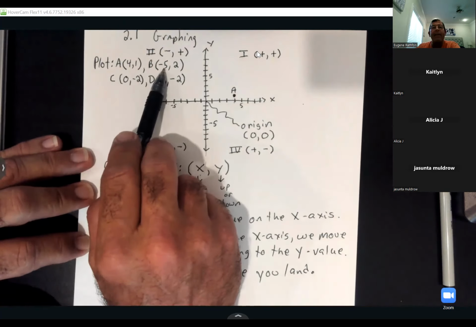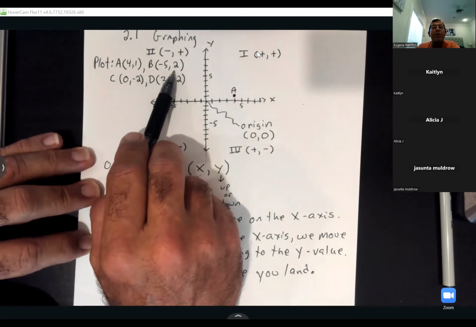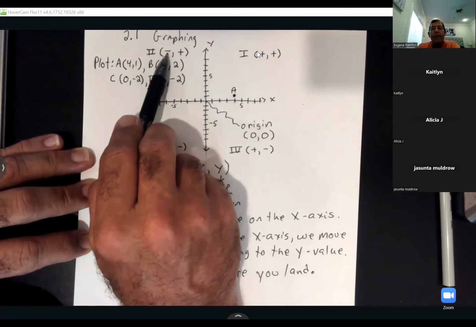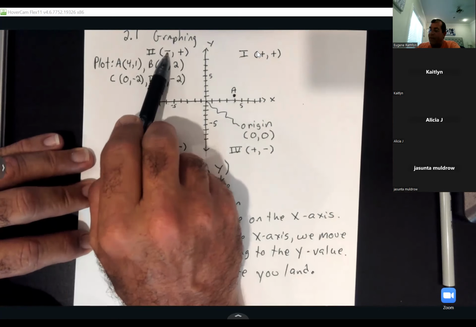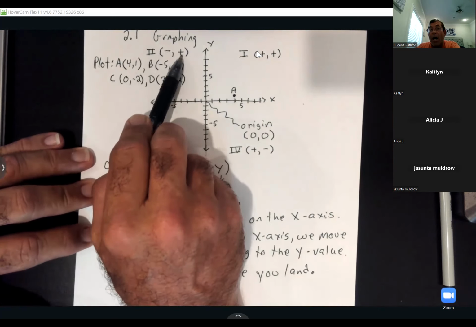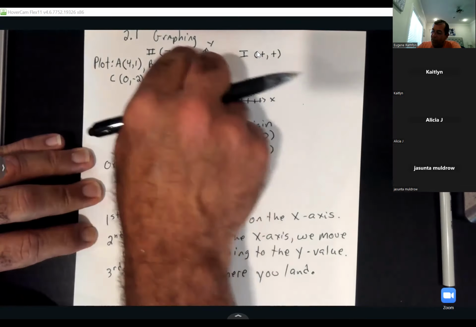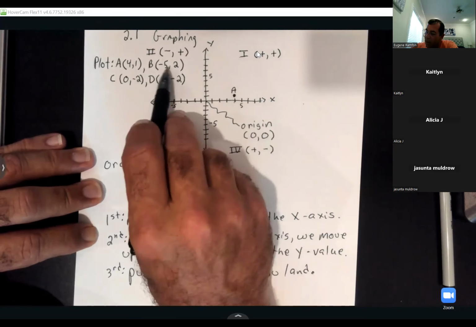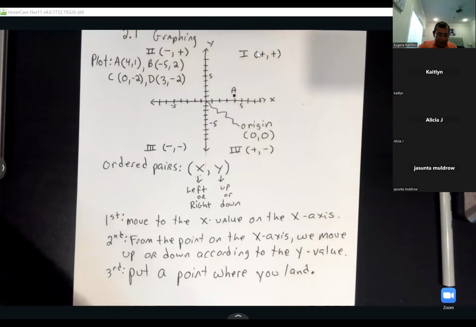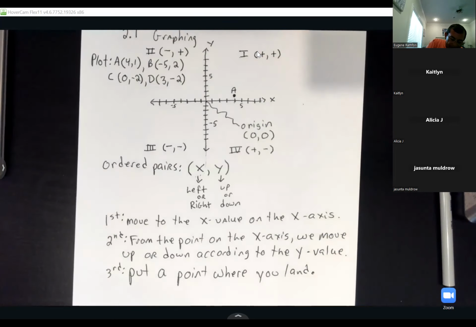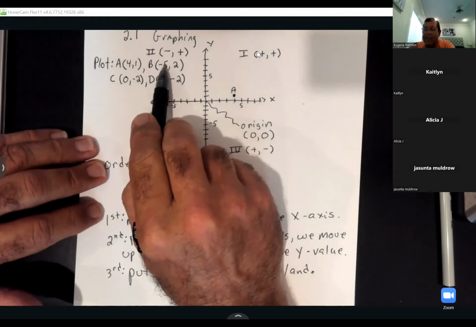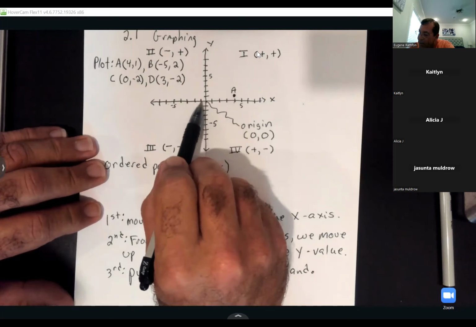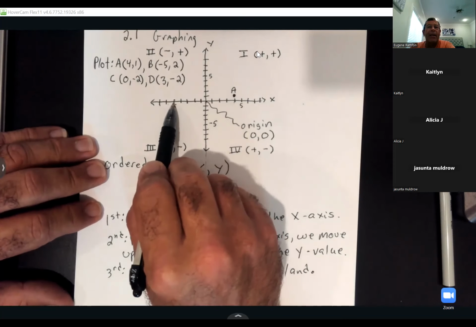Second point is a -5, positive 2. Well, look, second quadrant has a negative x and a positive y. So that means our second point needs to land up in this second quadrant somewhere. So we got a -5 for the x. So since my x is -5, I'm going to start at the center and go left till I get to my -5 on the x-axis.